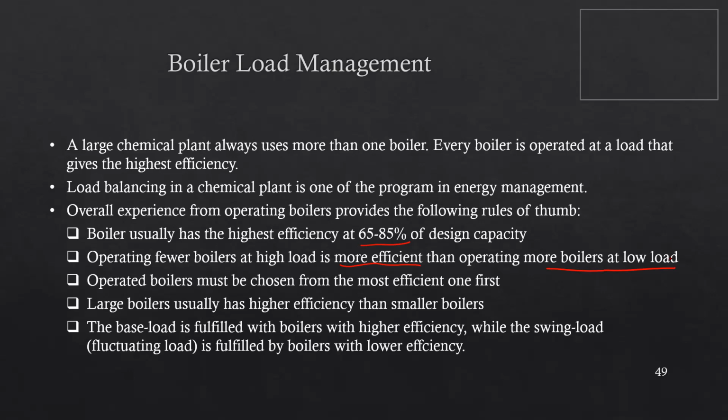Okay, the fourth rule is that large boilers usually have higher efficiency than smaller boilers. So this depends on the size. Larger boilers have higher efficiency. And the base load is fulfilled with boilers with higher efficiency, while the swing load, or fluctuating load, is fulfilled by the boilers with lower efficiency. So these are the five rules of thumb of using boilers in industrial applications.